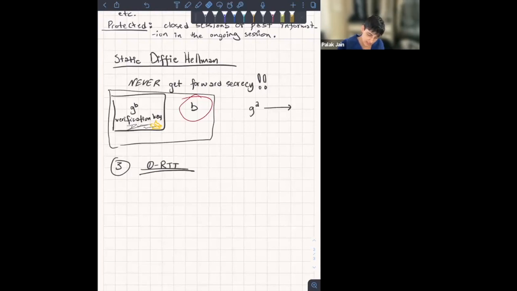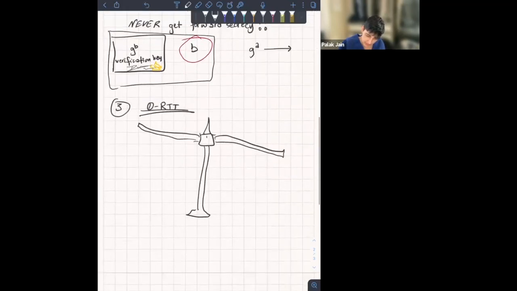Right, so zero RTT is a trade-off, right? What is it a trade-off between? It's a trade-off between latency and security, right? And the trade-off looks something like this, where if we're using zero RTT, we're kind of looking for a little bit more of one thing than the other, right? What are we looking for more of? We're looking for more of a reduction in latency.